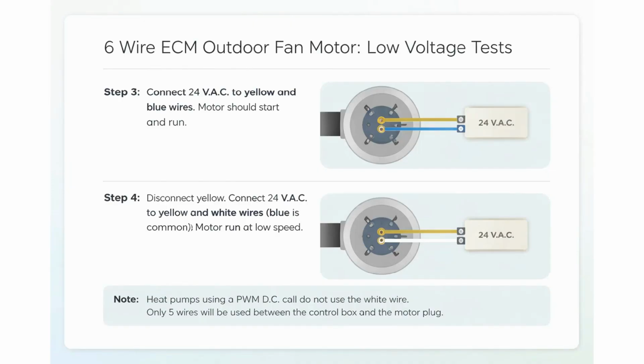To test the low voltage side of a 6-wire motor, apply 24 volts AC to the yellow and blue wires. The motor should start. Then disconnect the yellow and apply the voltage across the yellow and white wires, keeping blue as common, to test the low speed. Note that on heat pumps utilizing a pulse-width modulated DC signal for defrost, the white wire is not used, meaning only 5 wires connect to the motor.